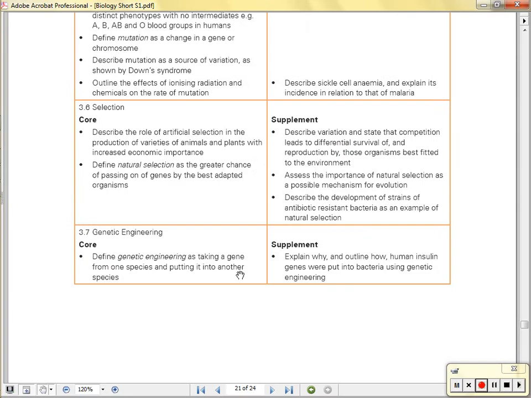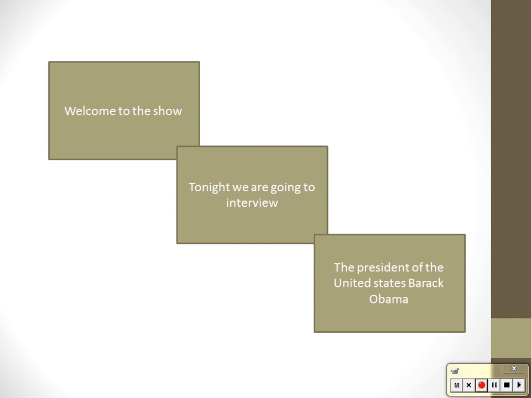Genetic engineering is where we take the gene from one species and put it into another. It's like having a teleprompter with cue cards. The show should go like this: the person reads the teleprompter, and it should say, "Welcome to the show. Tonight we are going to interview the President of the United States, Barack Obama."